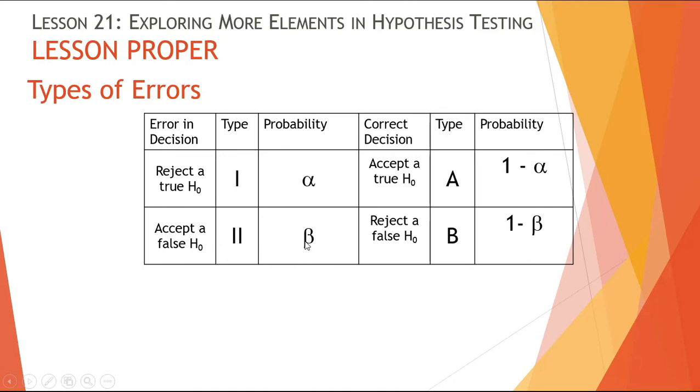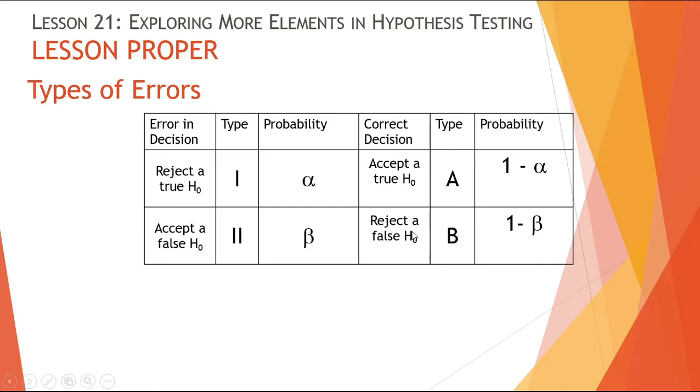Now, when we make a correct decision on this side of the table, we accept a true null hypothesis. So, this is the correct decision. Now, the probability of getting that is of course 1 minus alpha. Ima-minus natin yung probability na magko-commit tayo ng type 1 error. Kaya ito siya, 1 minus alpha.